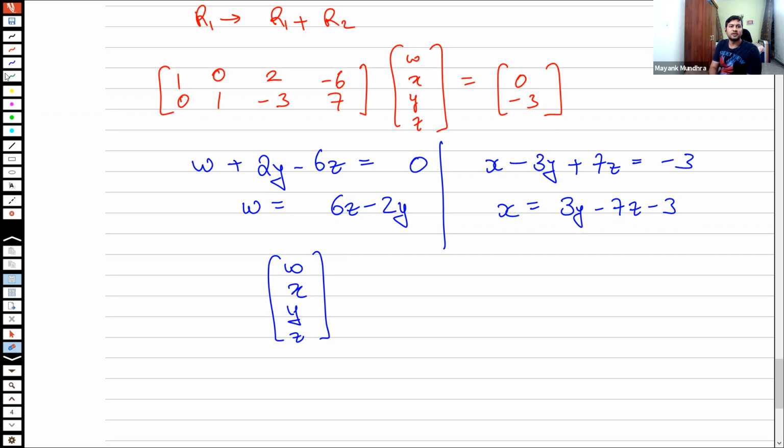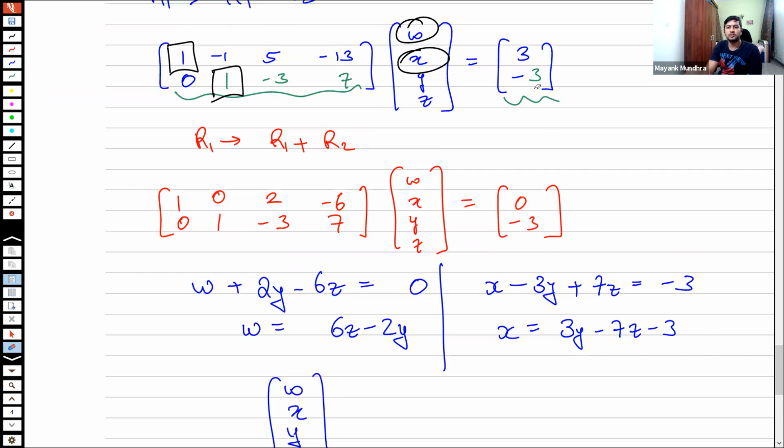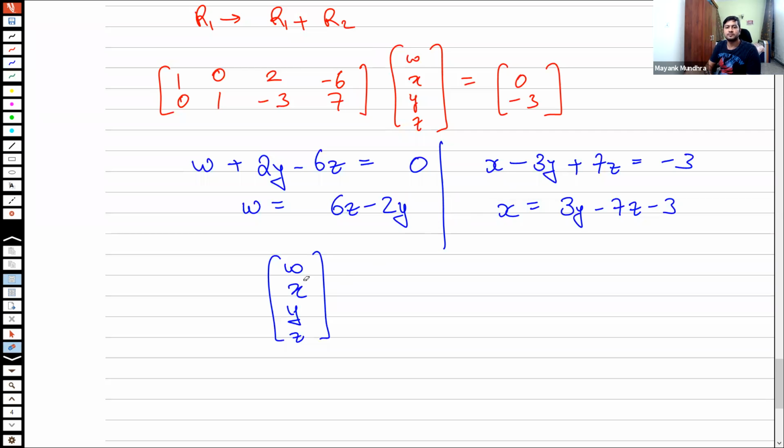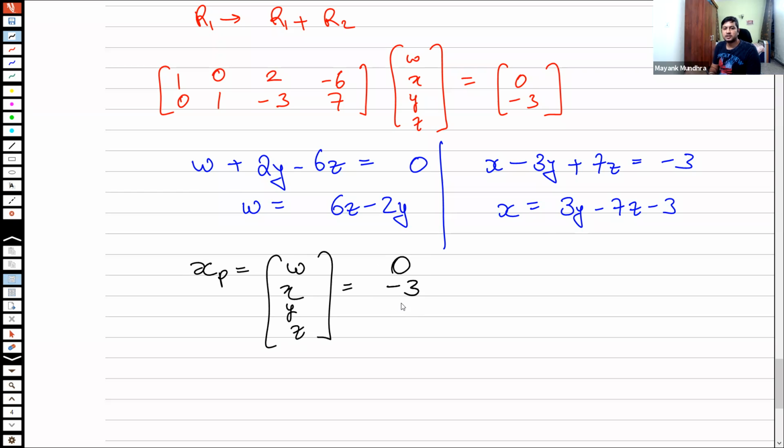Okay, suppose we have to first find the null space. So we are going to solve this Ax equals 0, 0. Let's find the particular solution first. So x particular is equal to w, x, y, z, where I can take any values for y and z. So I'll take zeros. So w becomes 0, x becomes minus 3, y and z are any value. So this is my particular solution.